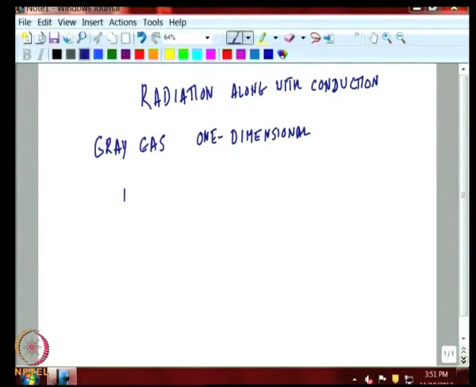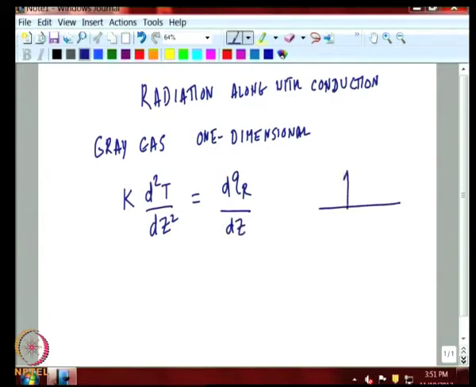So, the simplest balance is conduction along with radiation, where z is your vertical coordinate and we have two parallel plates distance d apart with a gas here, which has both radiation and conduction heat transfer.